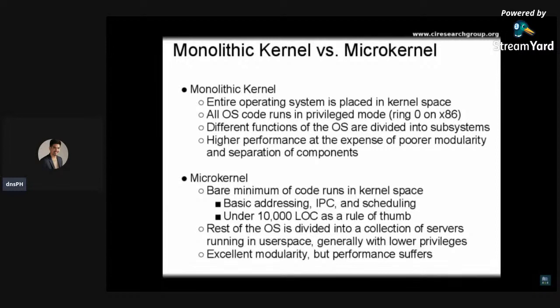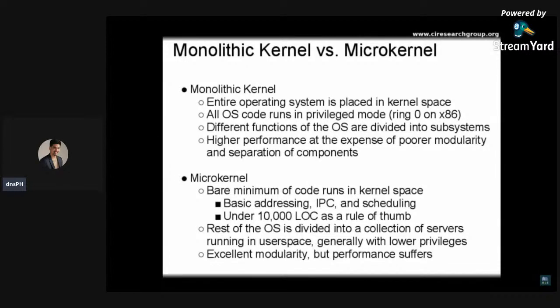The opposite of this, the RC4000 style kernel, is what we now call a microkernel. And a microkernel basically contains the bare minimum of code that's necessary in order to implement basic addressing, interprocess communications, and scheduling. This basic amount of code runs in kernel space. Everything else runs in user space, often with lower privileges. As a general rule of thumb, microkernels contain less than 10,000 lines of code.